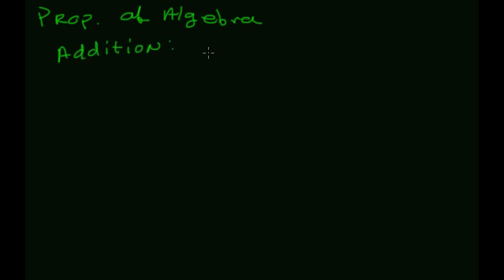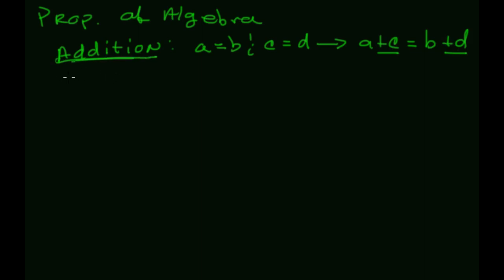We also have a set of properties of algebra. Okay, so number 1 is what we call the addition property. Addition property just says that if A is equal to B and C is equal to D, then we conclude that A plus C is equal to B plus D, which is basically saying we can add equal values to both sides of the equation and not change whether or not the equation is true, which is something that we commonly do in algebra.